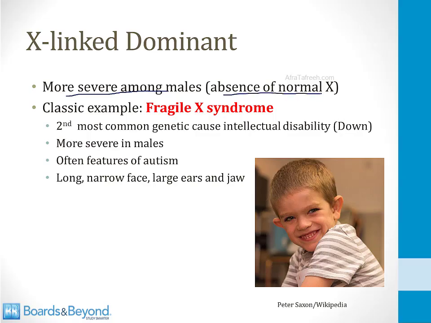And the classic example of an X-linked dominant disorder is the Fragile X syndrome. I talk about this in more detail in the video on trinucleotide repeat disorders, but it is the second most common genetic cause of intellectual disability after Down syndrome. It is more severe in males. It often has features of autism, and children have a characteristic facial appearance like this boy shown on the screen here. They have a long, narrow face with large ears and a large jaw.